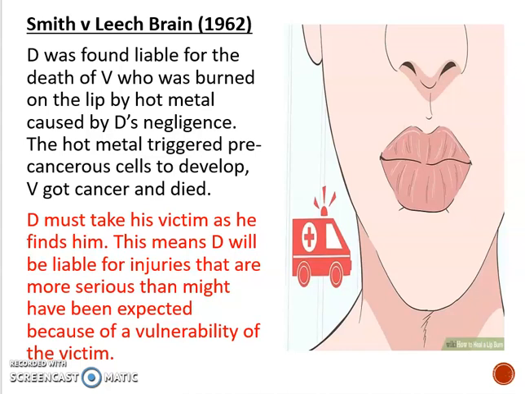But the rule from Smith v Leech Brain was that our defendant must take his victim as he finds him, i.e. thin skull. So our defendant's going to be liable for injuries that are more serious than might have been expected because of a vulnerability of the victim. And that seems fair, because you shouldn't escape liability simply because the victim or the claimant had an extra sensitivity.